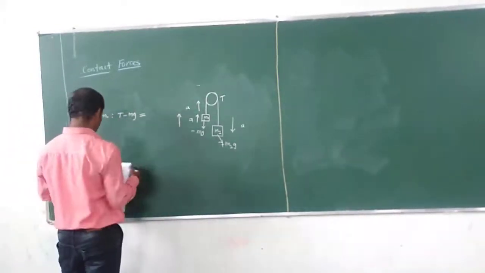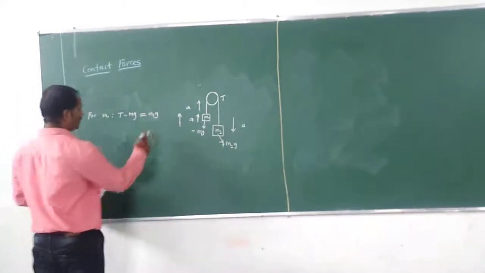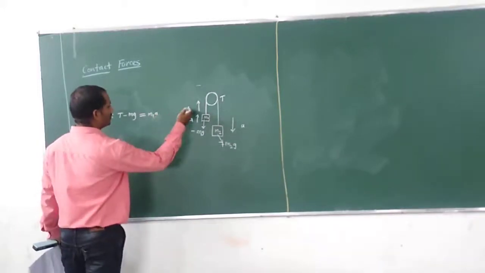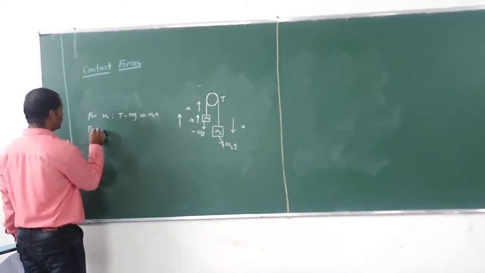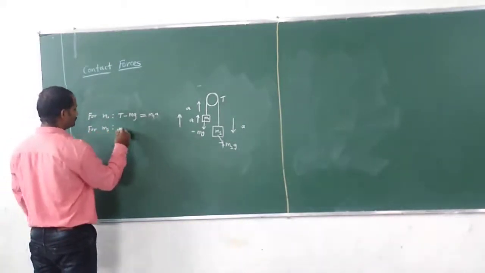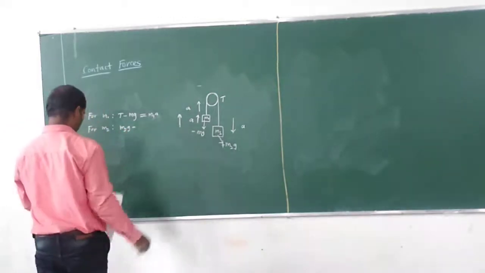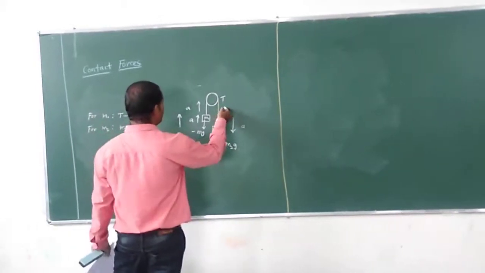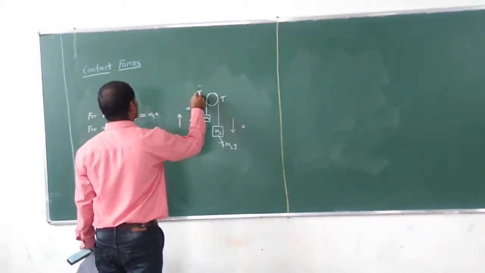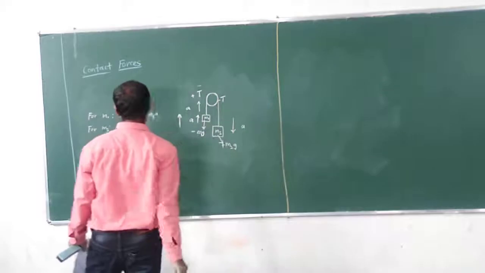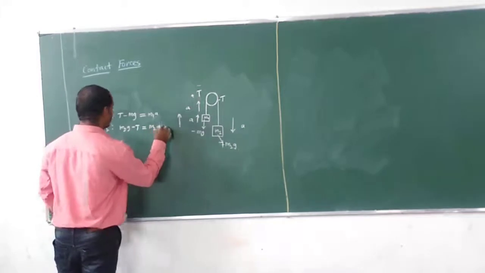So T minus m1g is equal to m1a, acceleration आपण a म्हटलेला. T minus m1g is equal to m1a. For m2, तर here m2g minus, this is in the opposite direction, so here T is positive and here T is negative, so m2g minus T is equal to m2a.